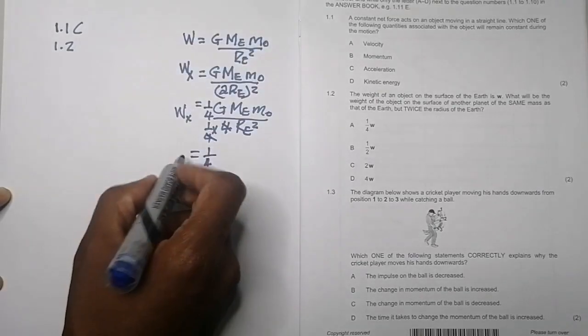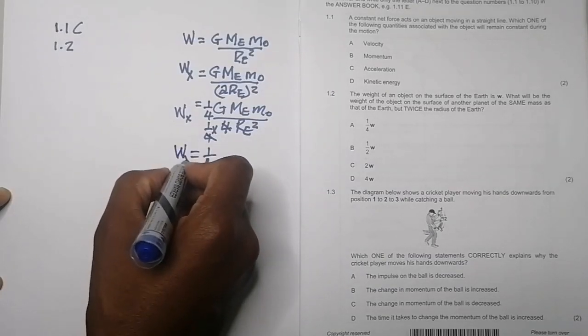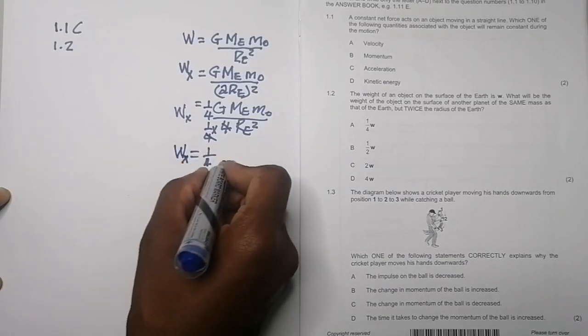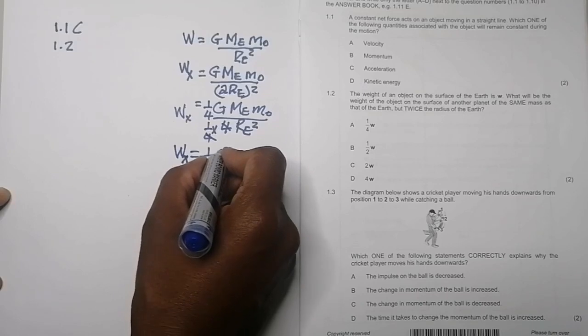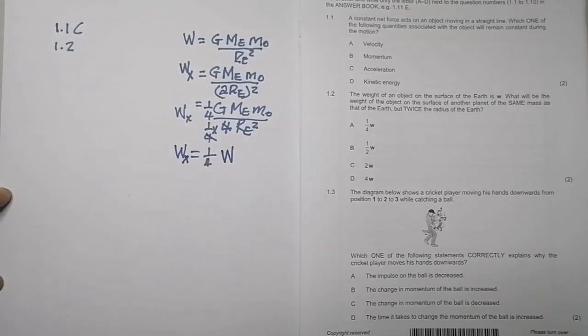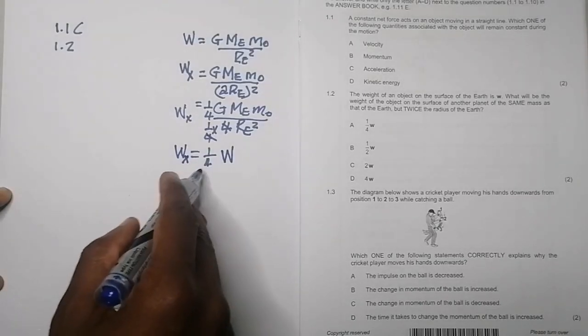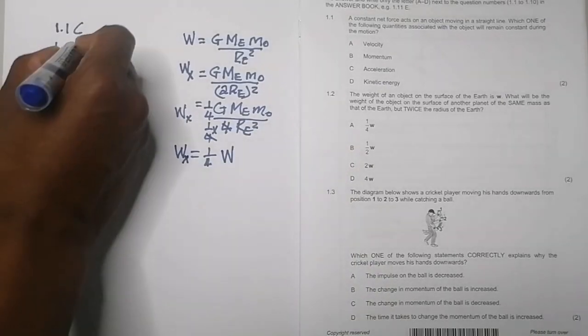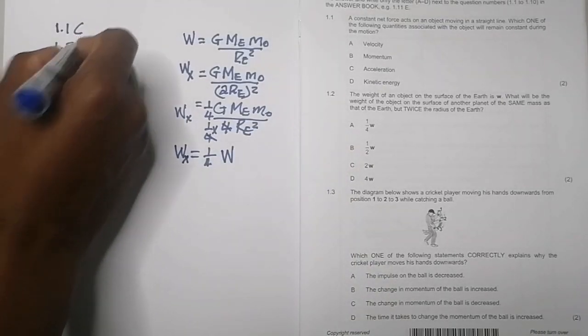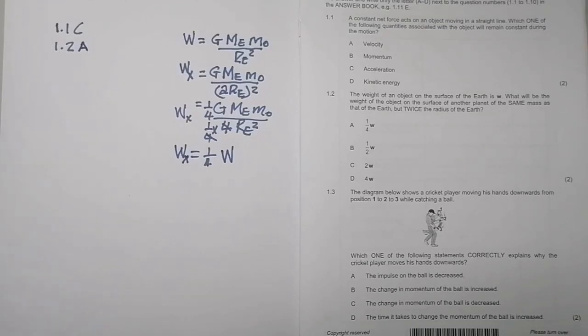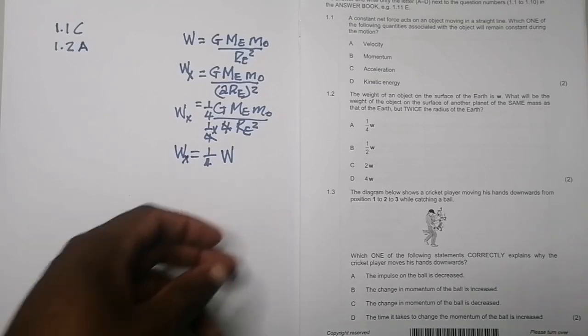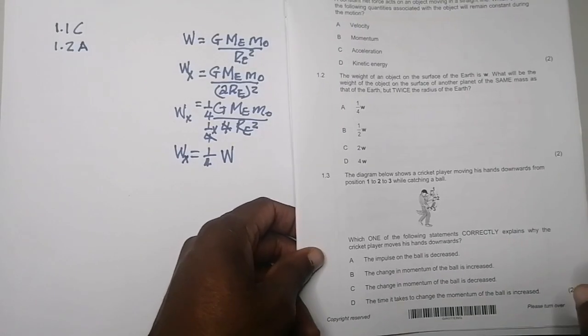So in that case, it means that the weight on planet X would be a quarter of the weight on planet Earth, right? So it should be 1 over 4 W. So in this case, it means that the answer to 1.2 is A. I hope that helps in being able to answer these types of questions. All right, as we swiftly move along, let's go to the next one.